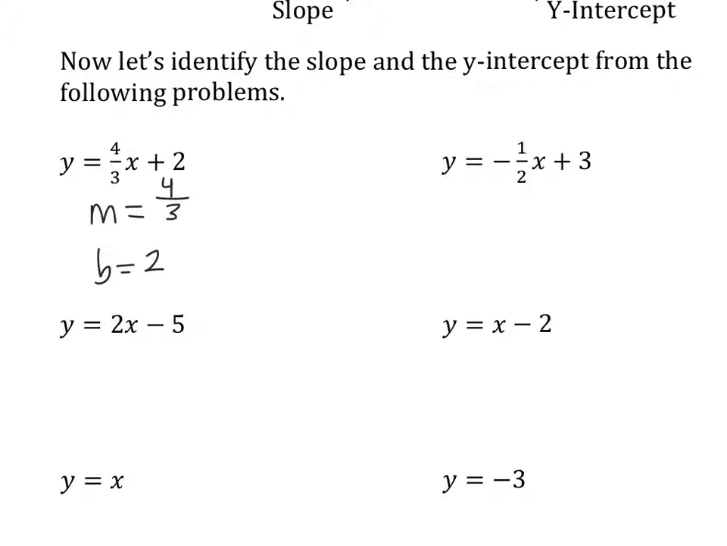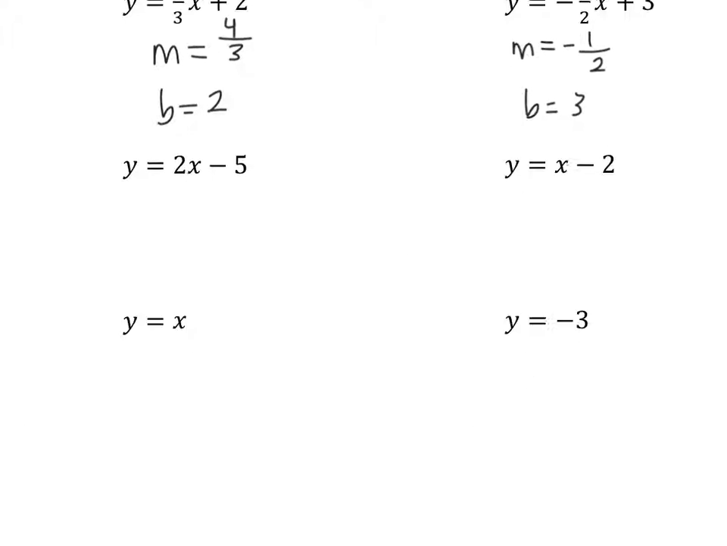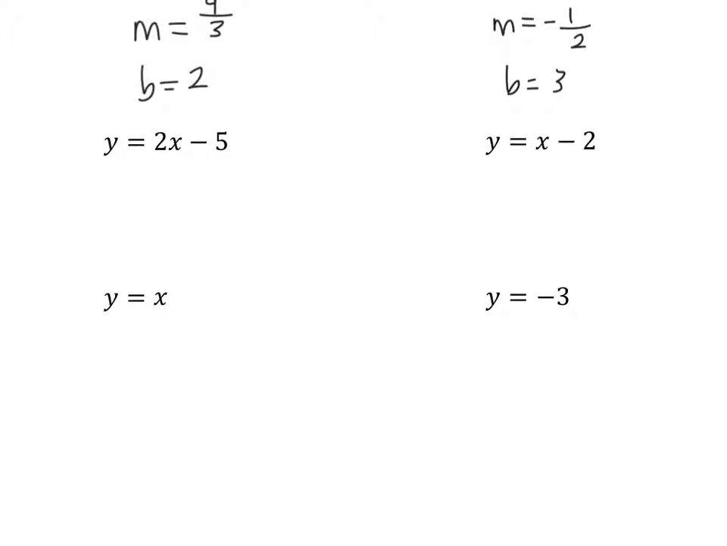All right, let's continue to go through a few more examples. Here, the number in front of x is -1/2. And the number that's not attached to any variables, usually written at the end of an equation, is 3. Okay, y equals 2x minus 5, m is 2, b is -5.